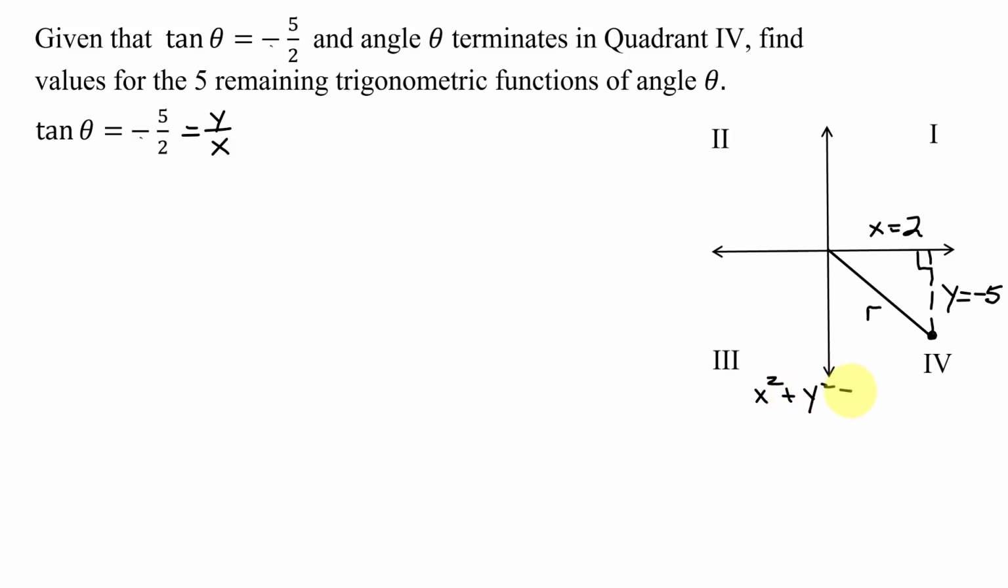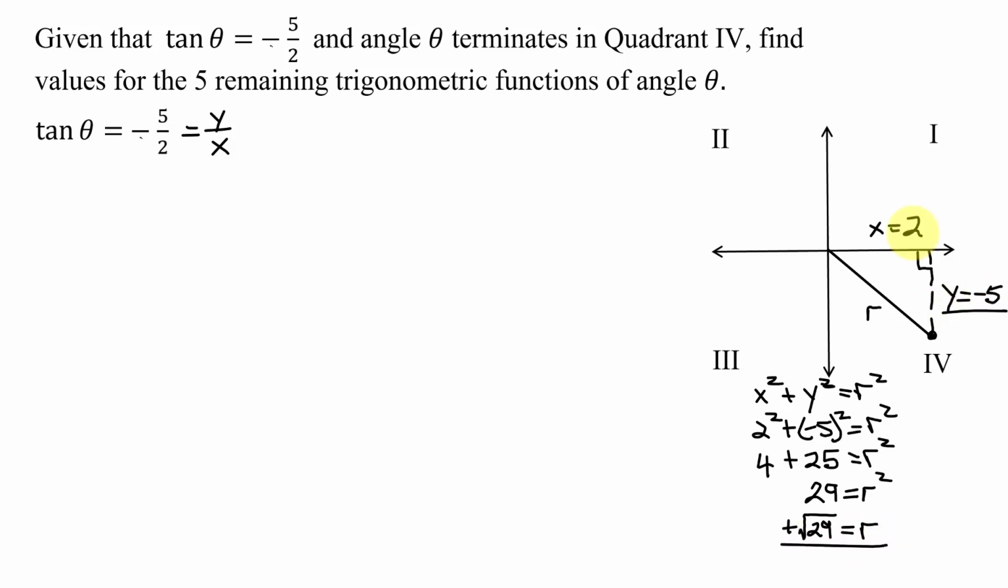X squared plus y squared equals r squared. X was 2, so 2 squared plus y is -5 all squared equals r squared. 2 squared is 4 plus -5 all squared is +25 equals r squared. Now, 4 plus 25 is 29 equals r squared. Taking square roots of both sides, but remembering r is always positive, so r is the positive square root of 29. Now I know r, y, and x.